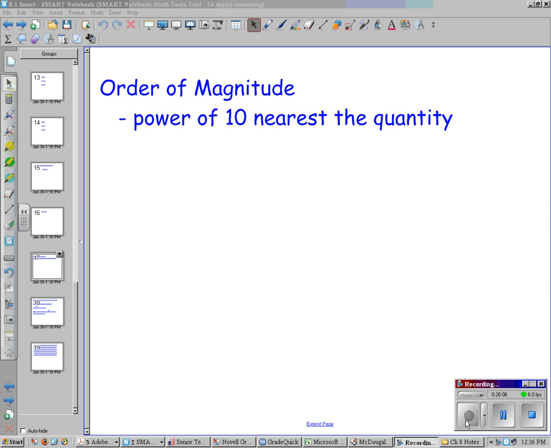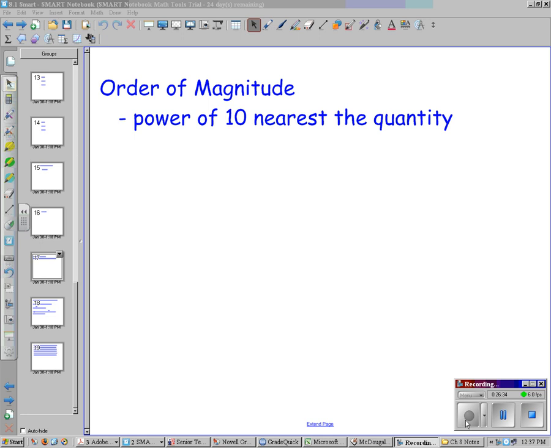We got the time today. We're going to talk about order of magnitude today, especially for those of you who may have tried to look at some of the homework problems. I said if they have order of magnitude in, don't worry about it right now. But let's talk about order of magnitude so you have some idea of what this is. Order of magnitude is the power of 10 nearest to a quantity. It's the power of 10 nearest to a quantity.